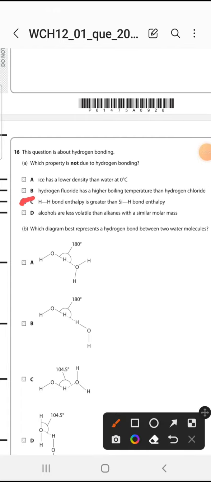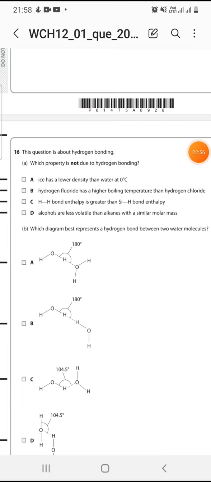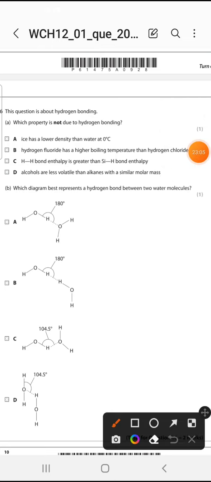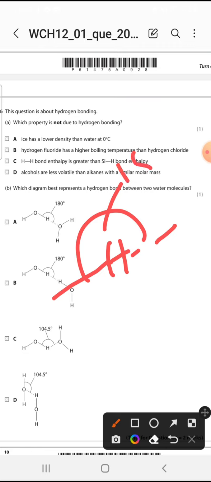Right, part B, which diagram best represents hydrogen bonds between two water molecules? You know, in hydrogen bonding, when you show the hydrogen atom as a center, it can make two bonds. The bond angle will be 180. So 180 bond angles gives us answer A.